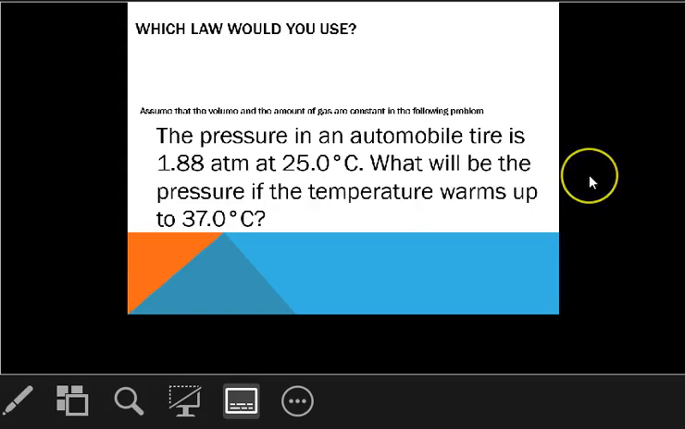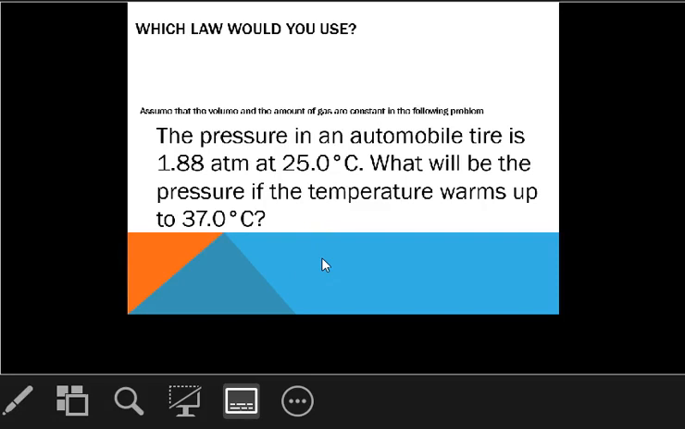All right, so what law would you use to solve this problem? The pressure in an automobile tire is 1.88 atmospheres at 25 degrees Celsius. What will be the pressure if the temperature warms up to 37 degrees Celsius? So assess your variables that you have for this problem, see what you're trying to solve for, and see what the units are on the pieces that you have. Pause the video.